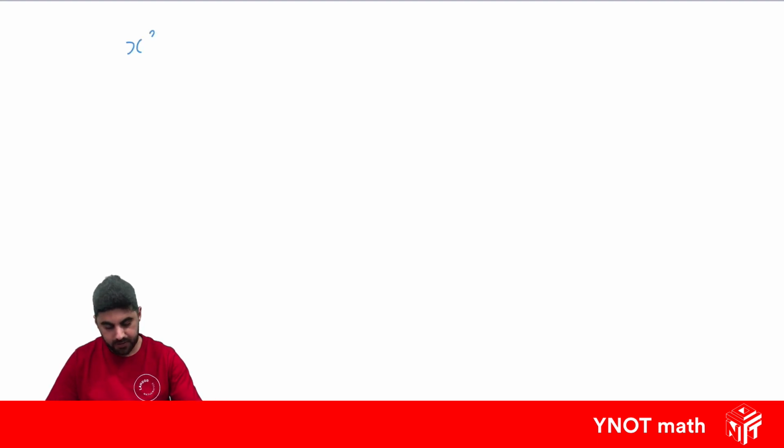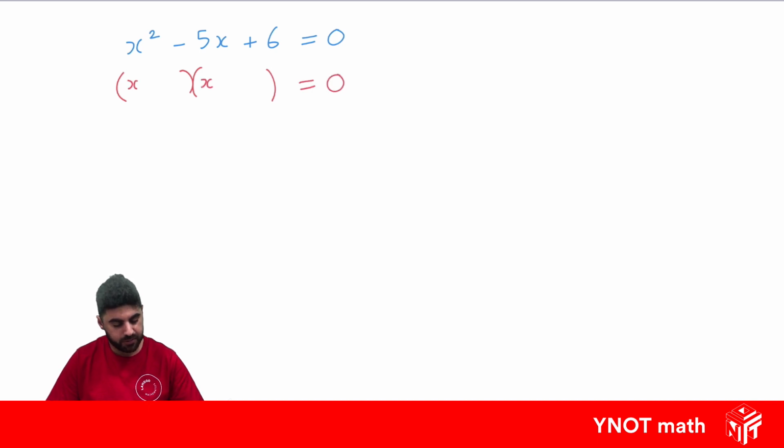What about x squared minus 5x plus 6 equals 0? Another monic quadratic trinomial, which we can write a set of brackets, equals 0, x and x, and we're looking for two numbers that multiply to 6 and add up to minus 5. Well, that's going to be minus 2 and minus 3. Because minus 2 times minus 3 gives us 6, and minus 2 plus minus 3 gives us minus 5. And solving each of those binomials for 0 gives us x equals 2 or 3.